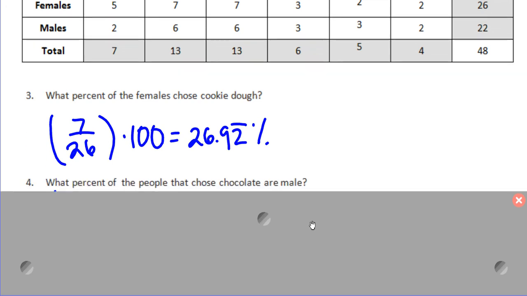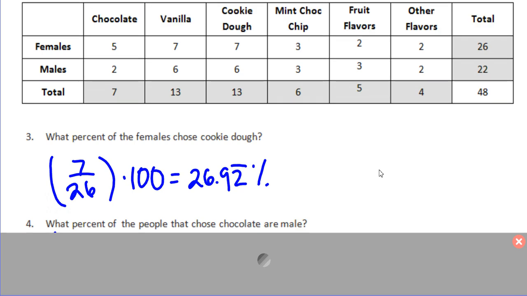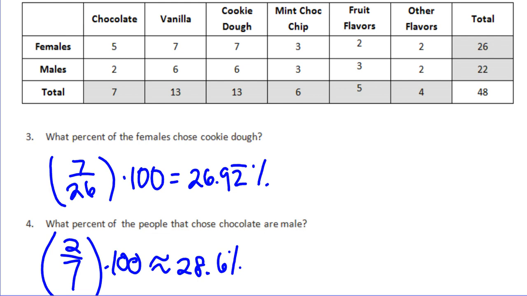Then we're looking for the percent of people that chose chocolate being male. So those that chose chocolate, there are 7. 2 of them were male. So that is approximately 28.6%.